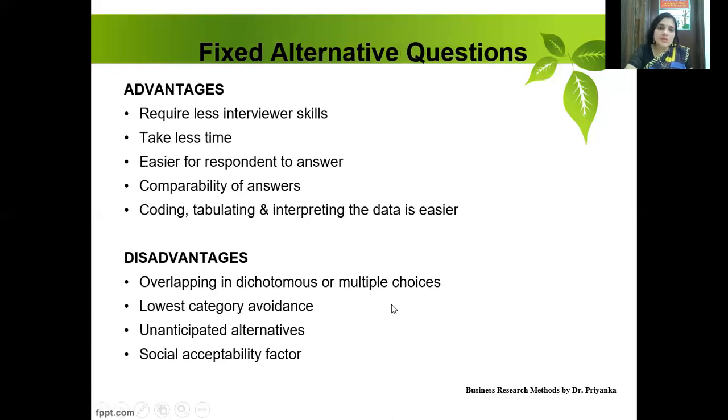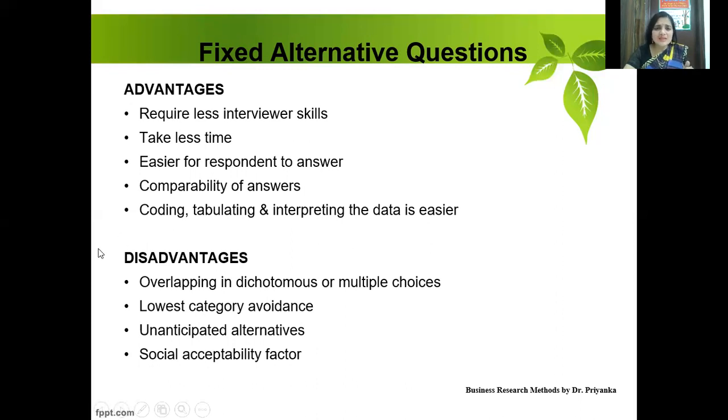Then fixed alternative questions, its advantages: require less interview skills. Yes, you have to just go and give the questionnaire to the respondent and he'll just fill it, right? I mean, not much interviewer skill is required. Then it takes lesser time. Yes, definitely easier for the respondent to answer. Sometimes respondents stop responding because of open-ended questions, and they try to respond more to fixed alternative questions. Then comparability of answers. Yes, you can actually compare the answers. Then coding, tabulating, and interpreting the data is comparatively easier than open-ended questions.